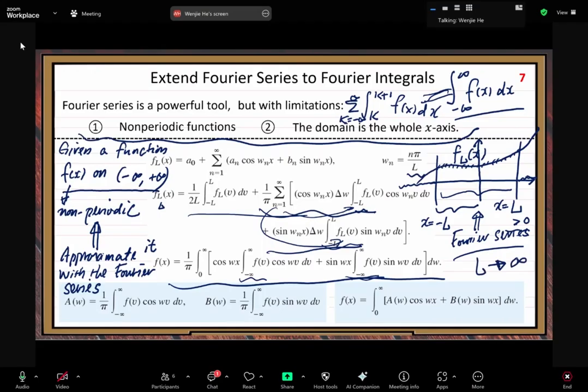But after that, the question: can we make this L go to infinity? Because L is a positive number, we can make it larger and larger and push it to infinity. When we push this capital L to infinity, this FL function approximates the original function extremely well, right? So use this idea. In this way, we can use the Fourier series expansion on this FL, but after we get the formula, then we make this L go to infinity. How about that idea?